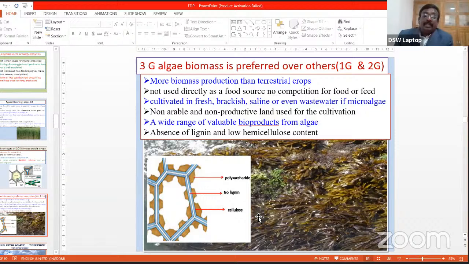And another important point is that the amount of biomass generation is much higher in algae than in terrestrial plants in a given land.